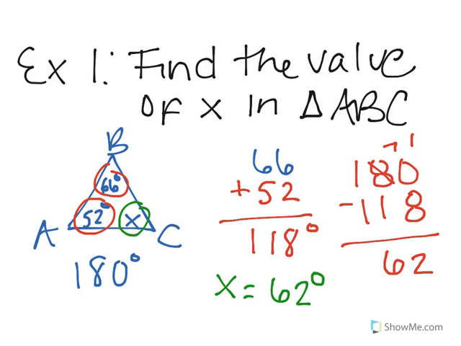Again, how I figured out that missing angle is I added up the 2 angles that I was given right there. I was given 66 degrees and 52 degrees, and I got 118, and I know that all angles of a triangle add up to 180 degrees. So I took 180 minus 118 to get 62 degrees.